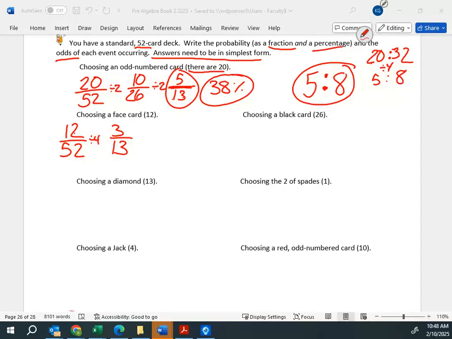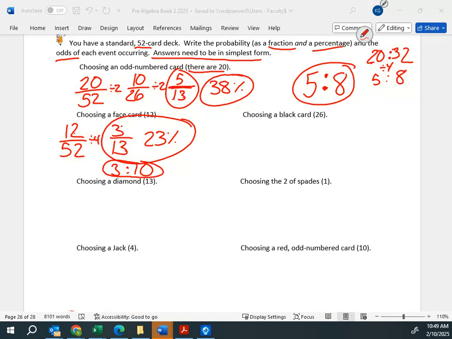What would my percentage be? Luke? So that is my probability. 3 out of 13, 23%. What are my odds? Harper? 3 to 10. If I have 3 successful out of 13, that means there are 10 unsuccessful. Is that making sense?